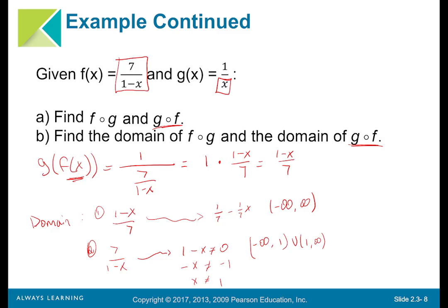Again, the first part is our simplified version of our composition. Second part is to look at just the inside function, which is f of x in this case. So now we got to combine these two intervals and look at their intersection. First one is all real numbers. Second one skips over 1. So we have the domain overall is negative infinity to 1, union 1 to infinity. Right?